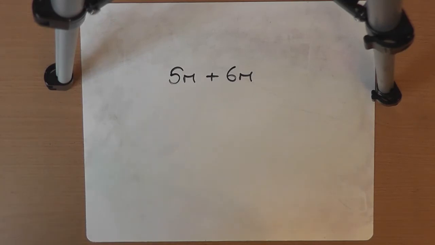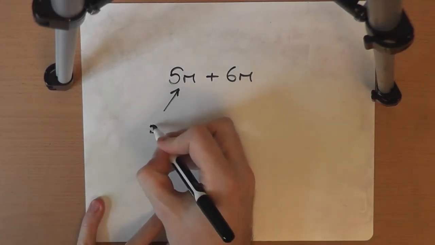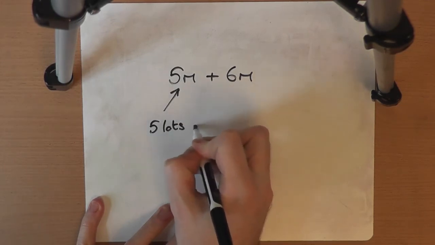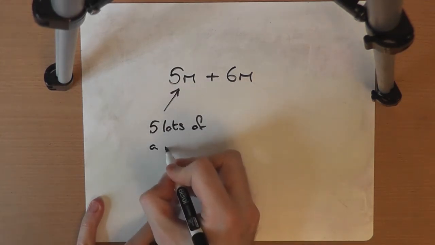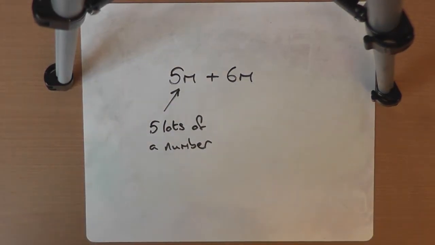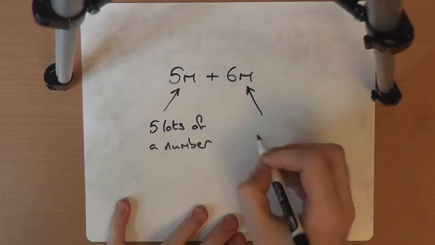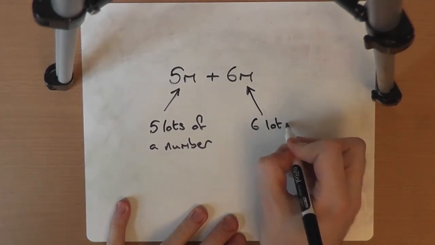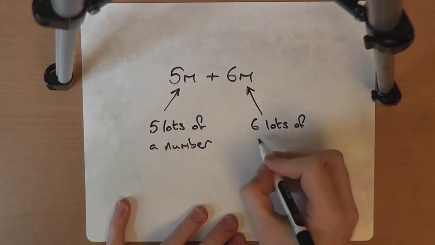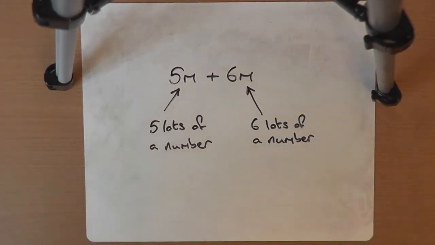Now, m is a particular number. Now, what we have here then, this is 5 lots of a number. We don't know what the number is, but it is 5 lots of that number. And this here is 6 lots of the same number. So it's 6 lots of a number, but the key thing is the numbers are the same. It is the same number.